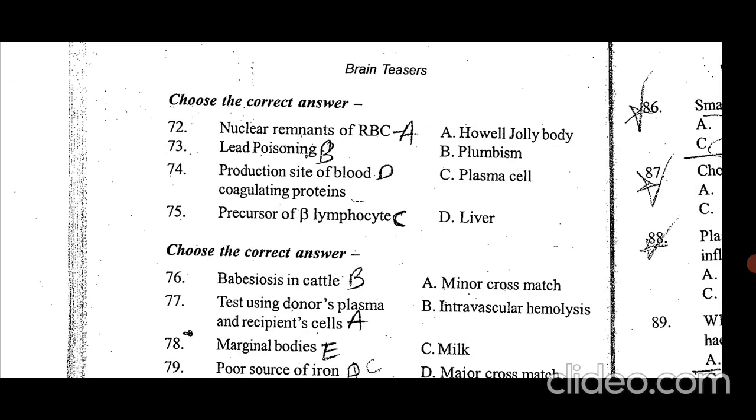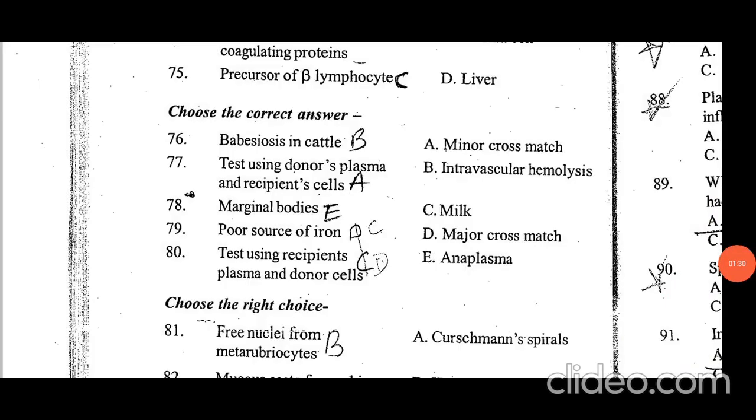Plumbism is lead poisoning. Plasma cells are precursors of B lymphocytes, and the liver is the site of blood coagulation protein production. Babesiosis in cattle causes intravascular hemolysis. Then come the major cross match and minor cross match.